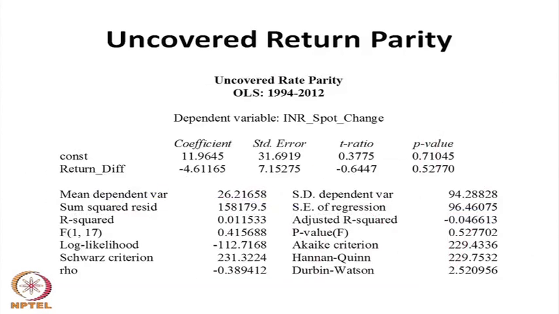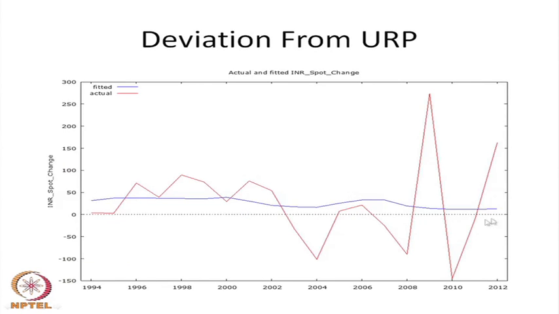Similarly, I have run the uncovered rate parity. Here the dependent variable is INR spot change and the independent variable is the return differential. So, does the return differential decide the INR spot change? This also does not hold in the case of India, and there is no relationship between these two variables. That graph also tells us there is no relationship: the actual red line is highly fluctuating, and the blue line is nowhere deciding the red line. So, the return differential is not reflecting the forward premium.